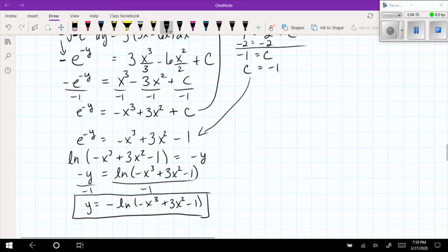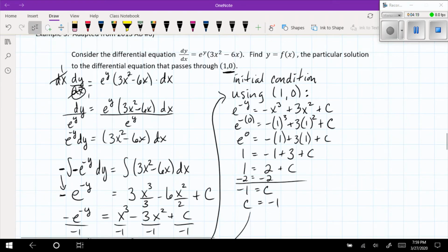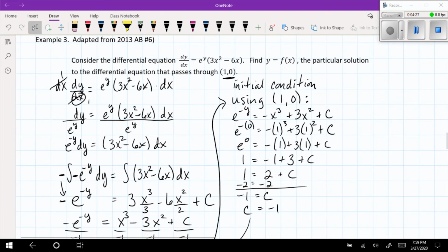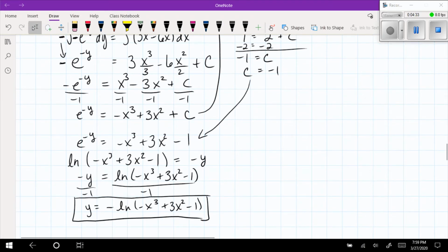Let's just take a peek here, make sure we did everything we were supposed to do. Consider the differential equation, dy/dx, and so on. Find y equals f of x. Now y is a function of x, very good. The particular solution through (1, 0). Okay, I think we are good. Everything looks good, and that means that question number 3 is complete.